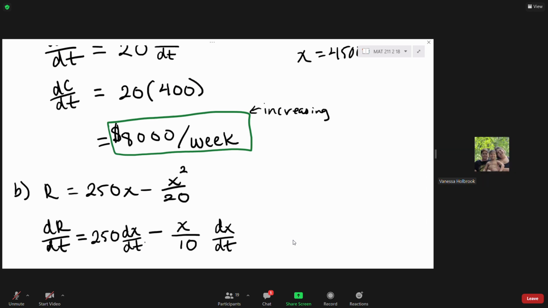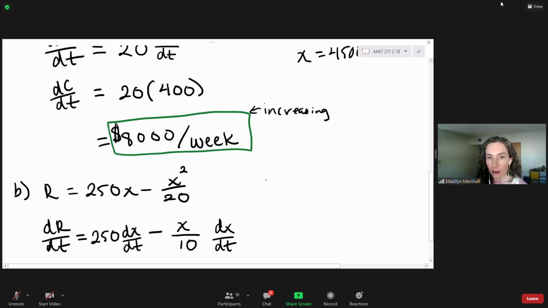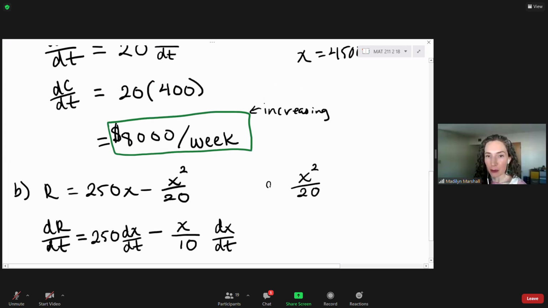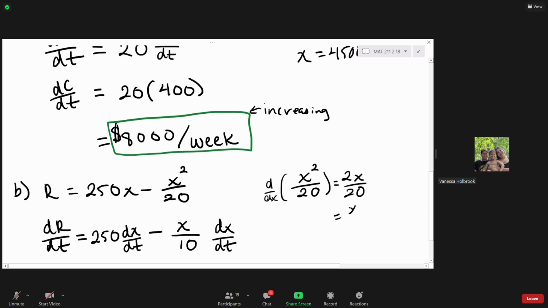I'm confused on the x squared over 20. When we do the derivative of x squared over 20, that is a power rule. So the 2 would come down and we would end up with 2x over 20. Oh, okay. I got 2x over 20, but I was wondering how I came to x over 10. Gotcha. Okay, that makes sense now.